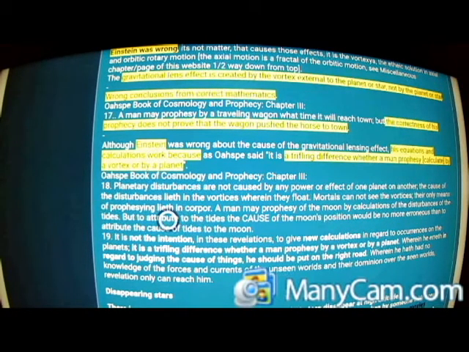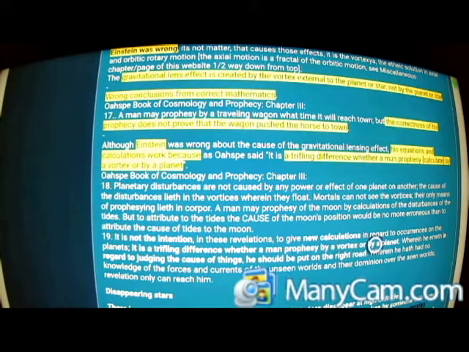Verse 19. It is not the intention in these revelations to give new calculations in regard to occurrences on the planets. It is a trifling difference whether a man prophesy by a vortex or by a planet. In Einstein's case, he prophesies or calculates by the planet, the mass of the planet, for his gravitational field equations that actually work. Because, as Oahspe says, it is a trifling difference whether a man prophesy or calculate by a vortex or by a planet.